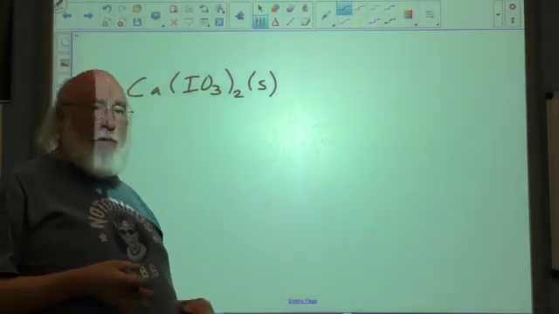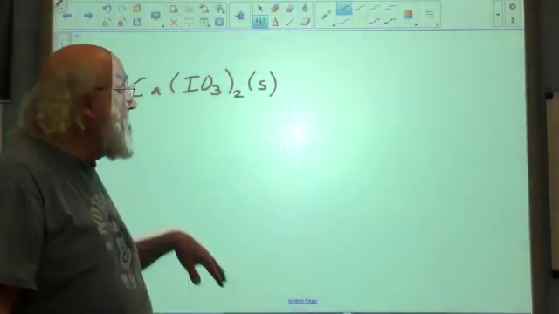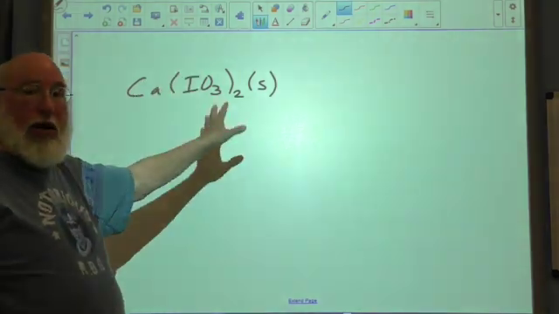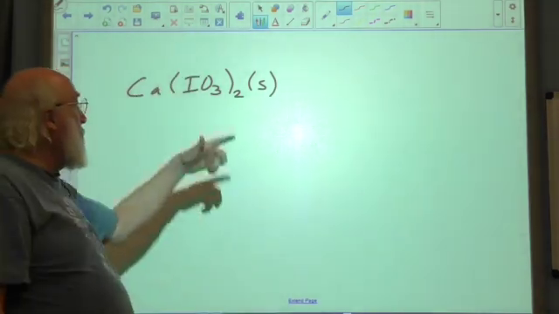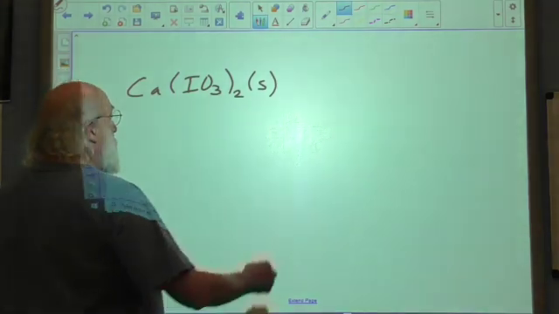Because this is an ionic compound. How do I know it's an ionic compound? It has a metal. If the compound has a metal in it, it is ionic. If it is ionic, therefore it is a solid. We're going to dissolve this in water.